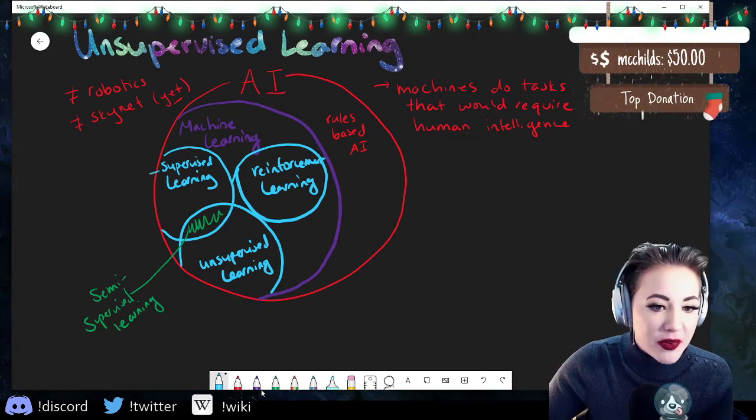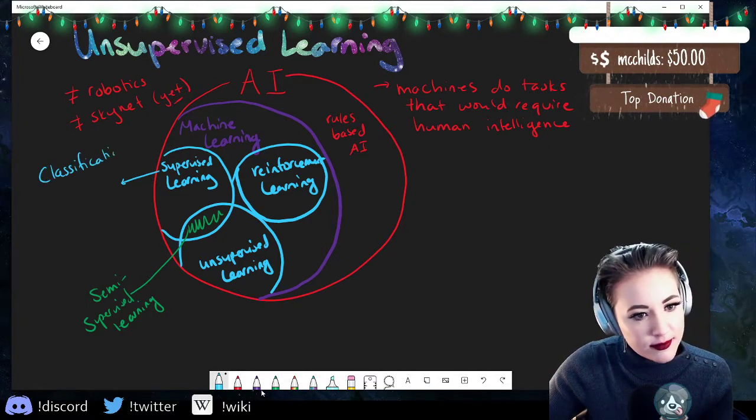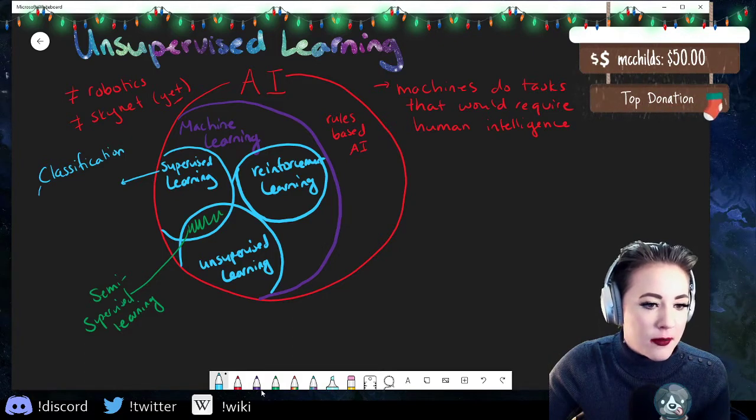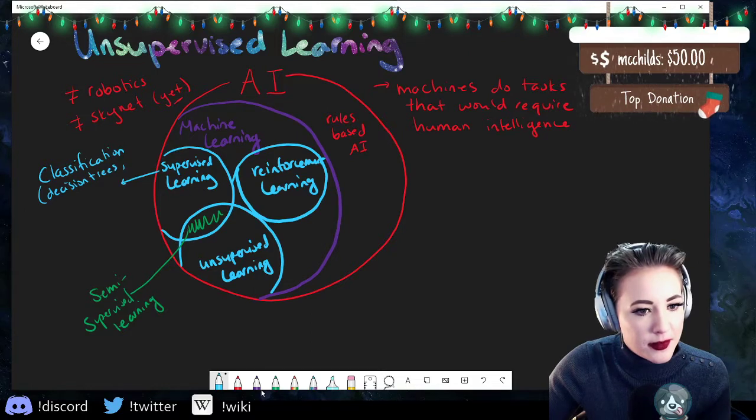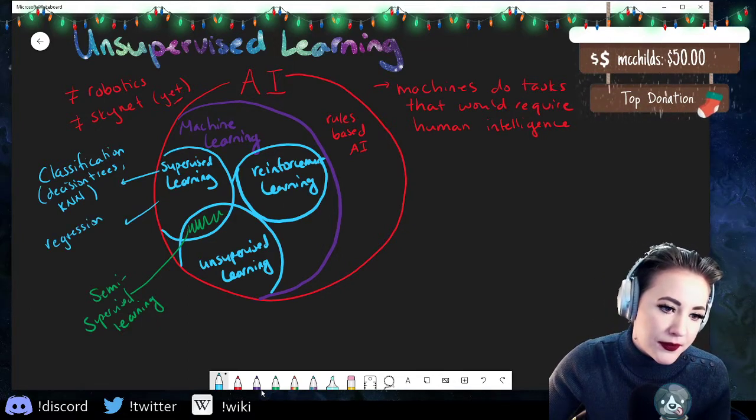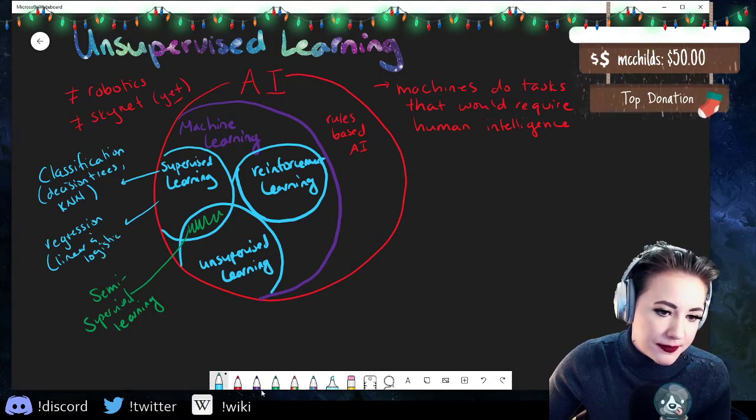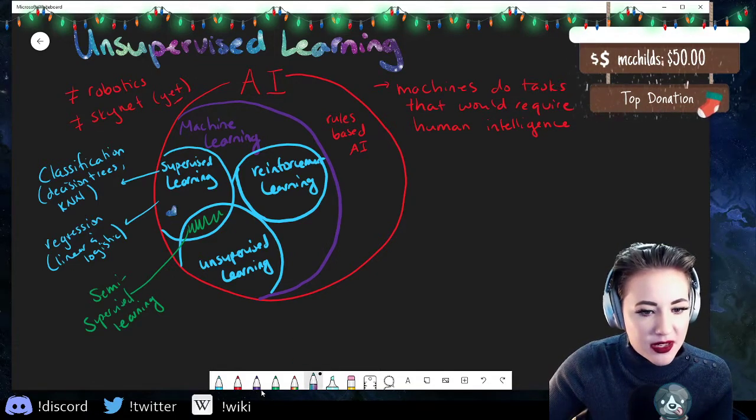So under supervised learning, what have we done? We've done classification, right? And in classification, we did our decision trees. We did k-nearest neighbors, right? We also did some regression. Linear and logistic. All right, and this is the happy land where the data has, make a little heart. This is where our data has labels.